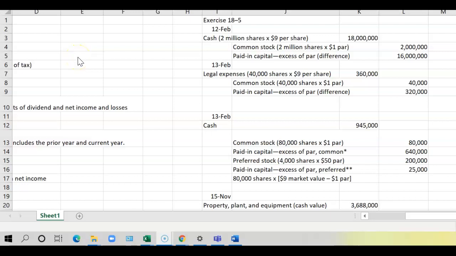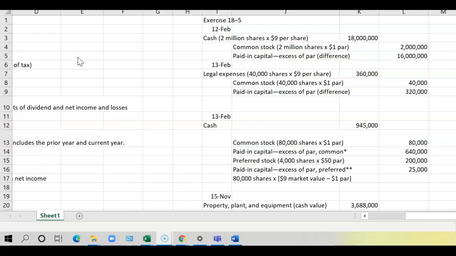I would now like to go over exercise 18-5, and we'll do a couple different types of common stock transactions or possibly some preferred stock as well. During its first year of operations, Eastern Data Links Corporation entered into the following transactions related to shareholders' equity. The Articles of Incorporation authorized the issue of 8 million common shares, $1 per share, and 1 million preferred shares at $50 per share. Prepare the following appropriate journal entries.